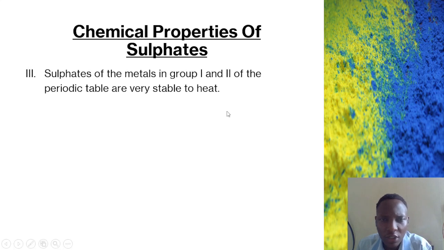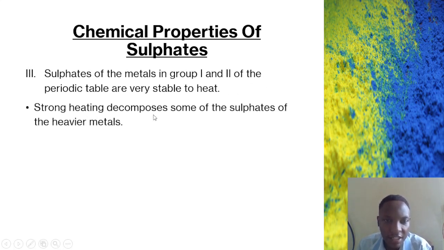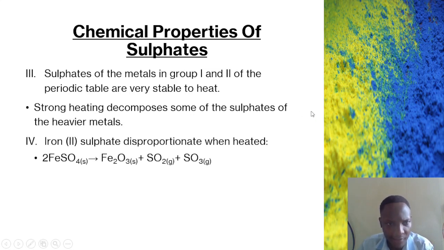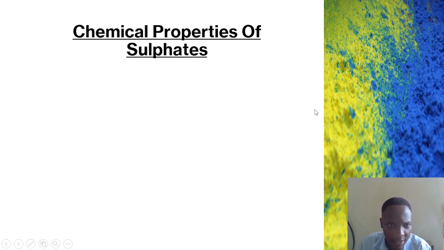Now, the sulfates of the metals in group 1 and group 2 of the periodic table are very stable to heat. Strong heating decomposes some of the sulfates of the heavier metals. That's the other property. The other chemical property is that some sulfates disproportionate when heated. As you can see, for example, as you heat iron(II) sulfate, it disproportionates. So that's the other property in terms of iron(II) sulfate.